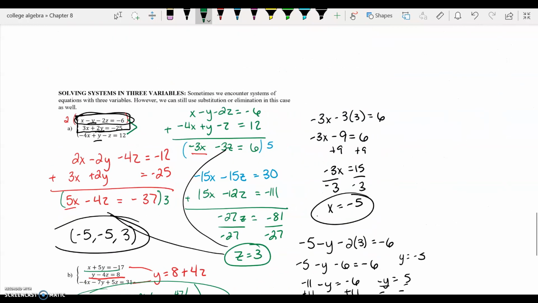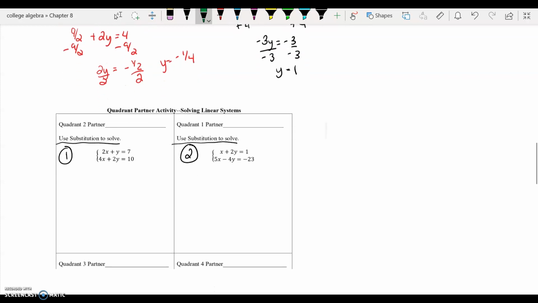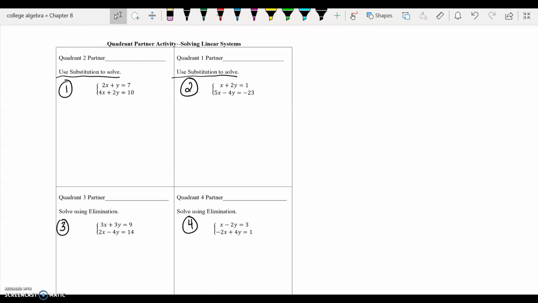Again, the 4 problems I want you to submit to Classroom are these 4 right here. If you guys have any questions, please email me. Other than that, make sure you're staying on top of your work. Again, we're down the home stretch here.